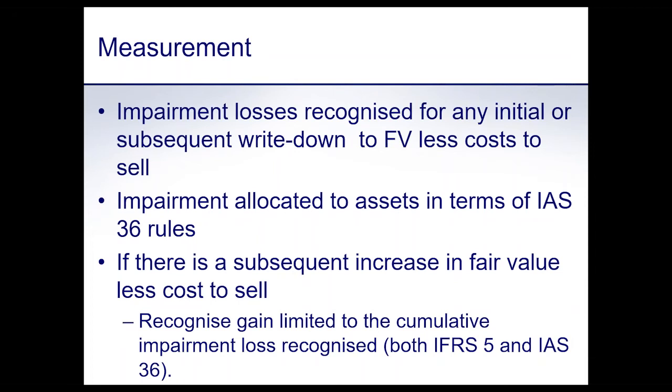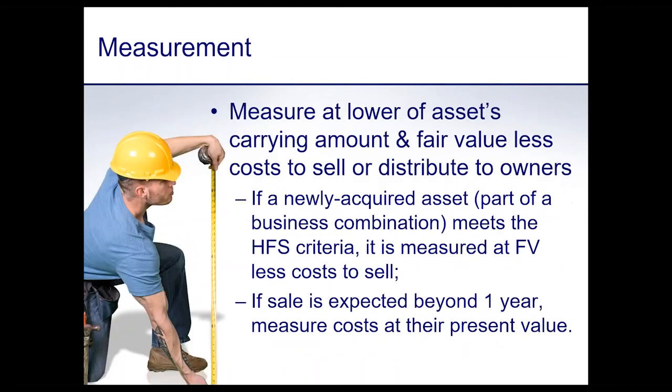As part of the measurement process, we may also be required to have a look to see whether or not there may be any impairment issues. Where the carrying value of our asset happens to be lower than the fair value less cost to sell, then we need to take an impairment loss immediately through the books. There's no two ways about this. There's no negotiation. Again, if I take you back to the previous slide, we said we're measuring the asset at the lower of its carrying amount and fair value less any cost to sell or distribute to owners.